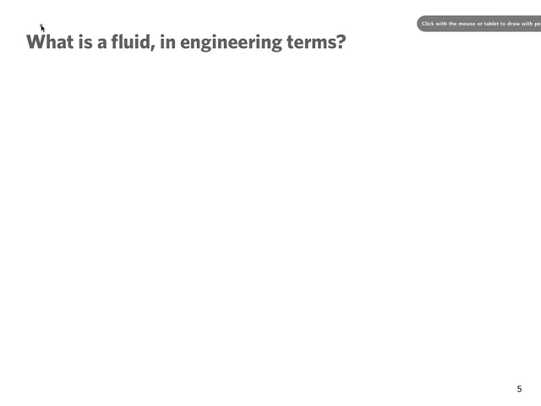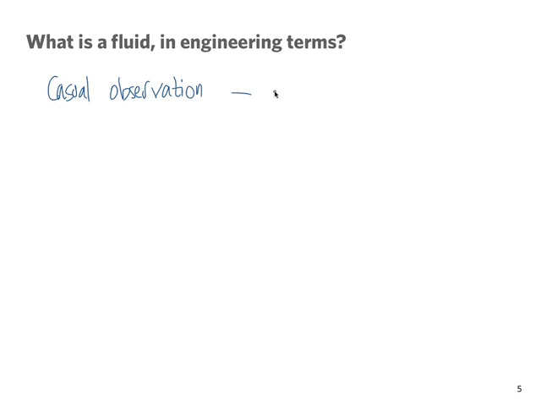So we could perhaps want to think about a fluid in terms of some casual observation. So casually, you may see and think that a solid is somehow hard, a fluid soft, it deforms easily, but that is not really satisfactory from the point of view of an engineer. It's a bit too qualitative, isn't it?